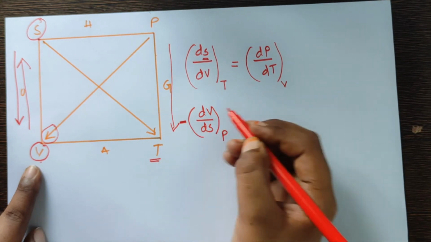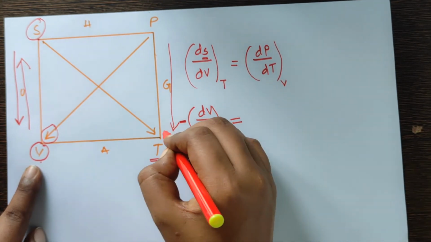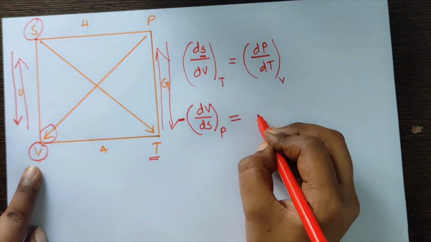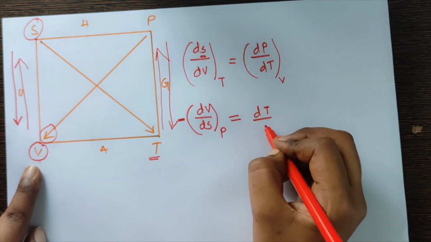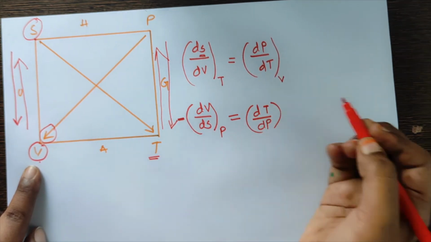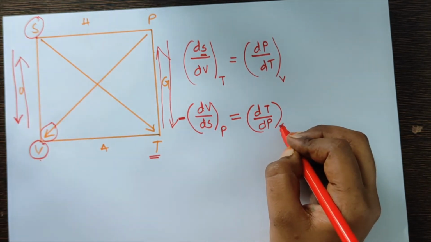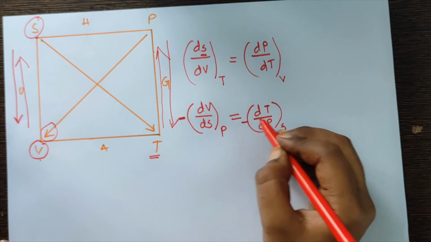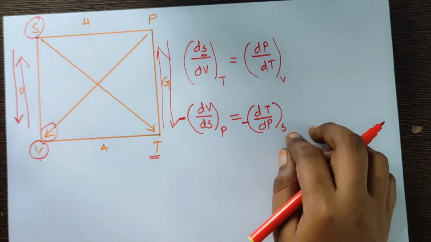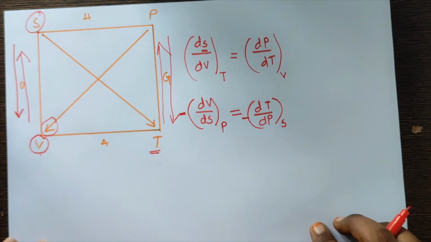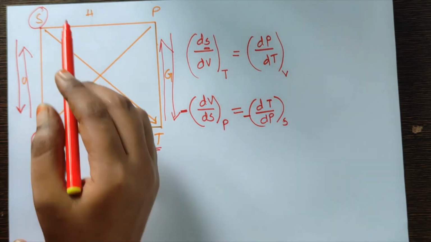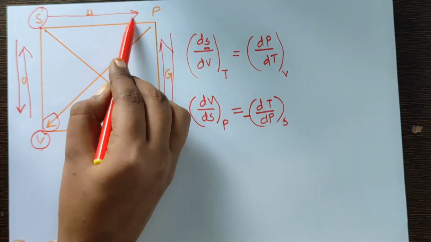which will be equal to, again go upward from here. So dT by dP at constant what? S. Again the arrow is towards the temperature, so again take the negative sign. That's our second relation. Our third relation will be now from here to here.